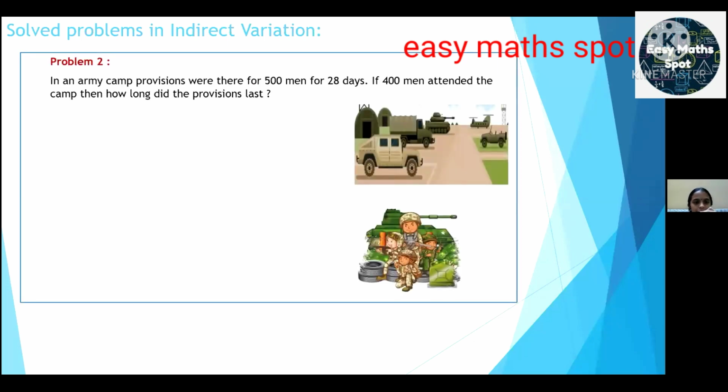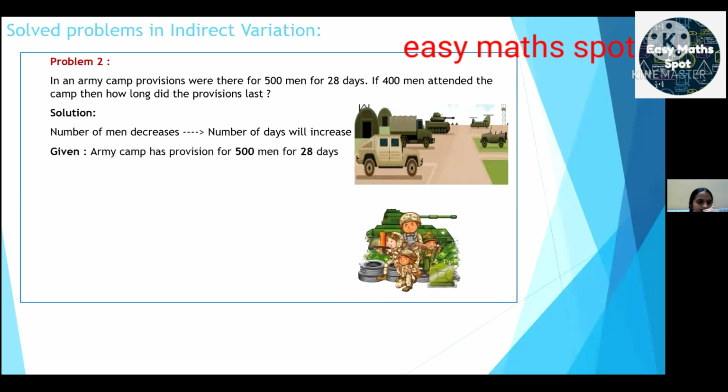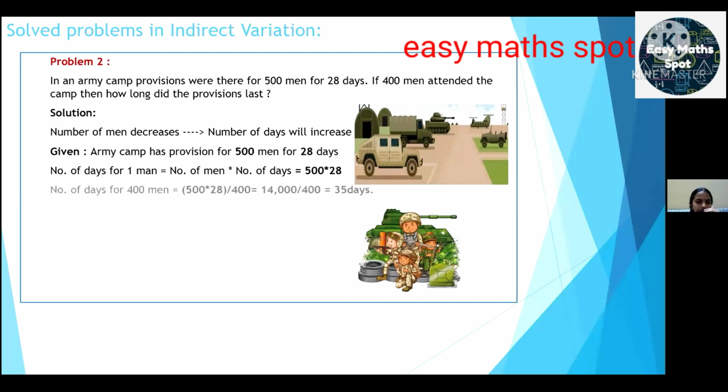In an army camp, provisions were there for 500 men for 28 days. If 400 men attended the camp, then how long did the provision last? Solution, number of men decreases, then the number of days will increase. Given, army camp has provision for 500 men for 28 days. Number of days taken by one man to consume the provision equals number of men multiplied by number of days, equal to 500 multiplied by 28.